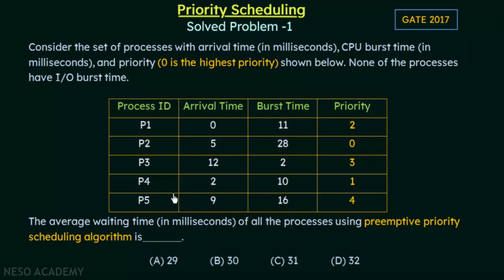Alright, so given this information, we are to calculate the average waiting time in milliseconds of all the processes given above using preemptive priority scheduling algorithm. So we need to assume that the CPU is following a preemptive priority scheduling algorithm, and find the average waiting time for this set of 5 processes. That is what we are asked. We are given 4 options: A 29, B 30, C 31, and D 32. These options are very similar to each other, so if you are trying to guess, you may have hard luck. So let us see how we can solve this in the correct way and find out what the answer is.